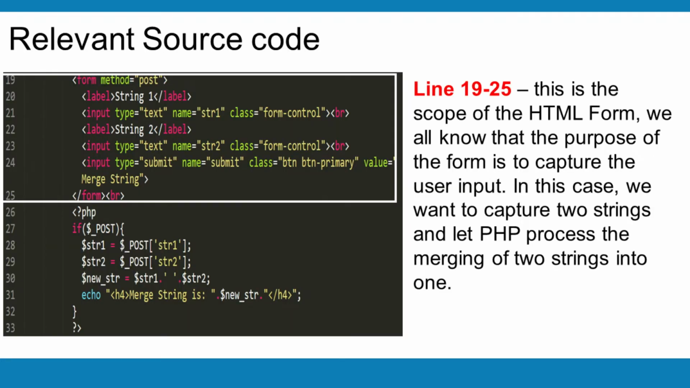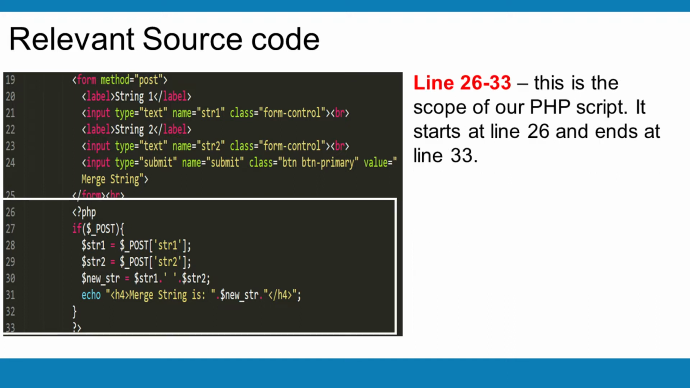Line 19 to 25. This is the scope of the HTML form. We all know that the purpose of the form is to capture the user input. In this case, we want to capture two strings and let PHP process the merging of two strings into one. Line 26 to 33. This is the scope of our PHP script. It starts at line 26 and ends at line 33.